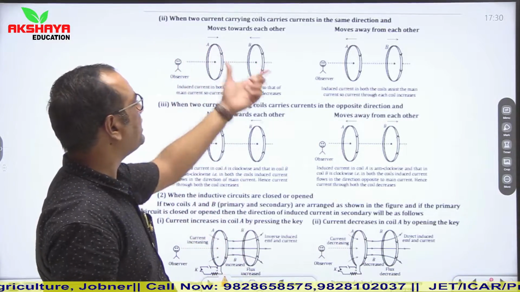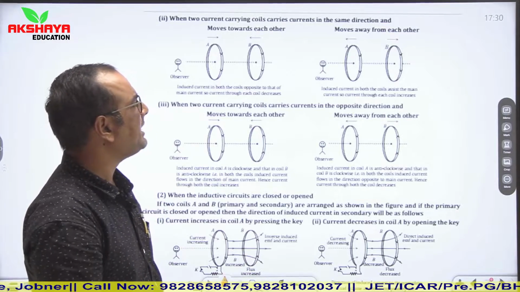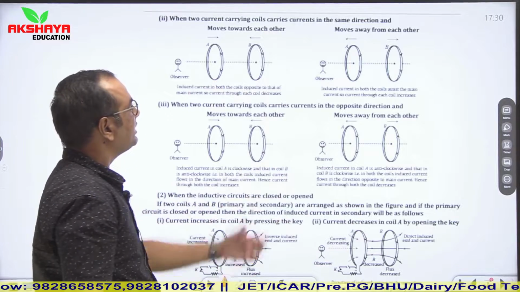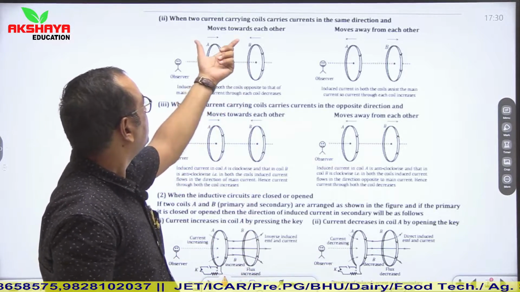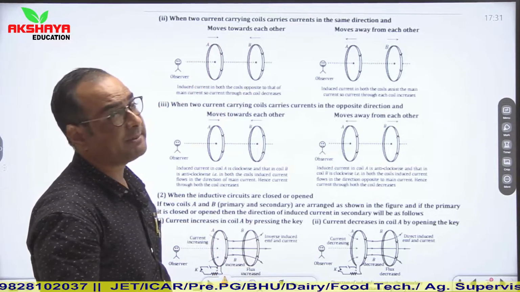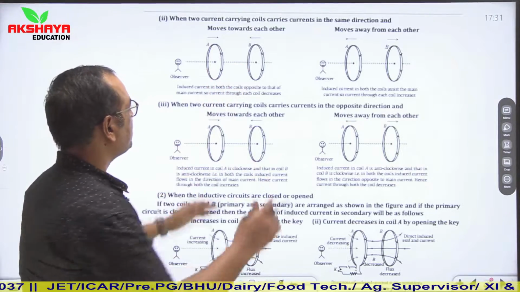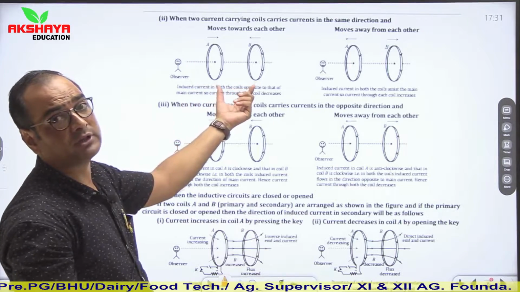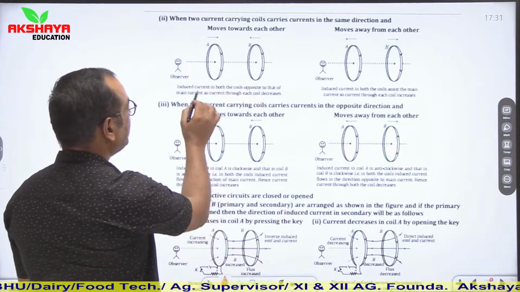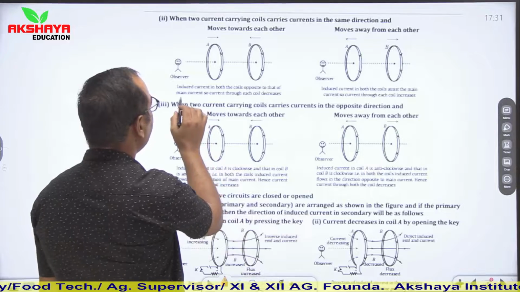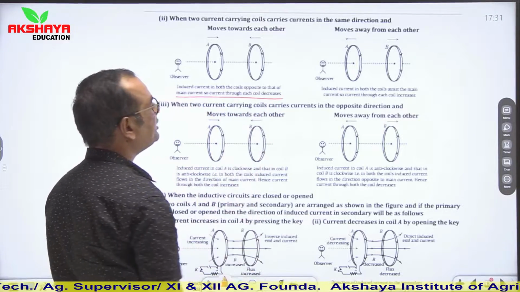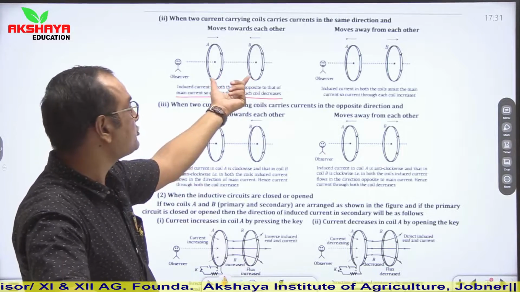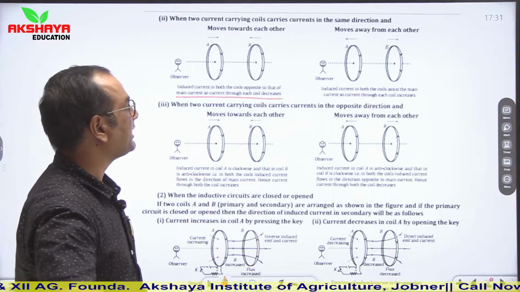Now see, when two current carrying coils carry currents in the same direction. Here we are given different conditions. In the first condition, two current carrying coils carry current in the same direction and move towards each other. In this case, the induced current in both coils is opposite to the main current. So the current through each coil decreases. So in this case, the induced current is opposite and the net current is less than the main current.